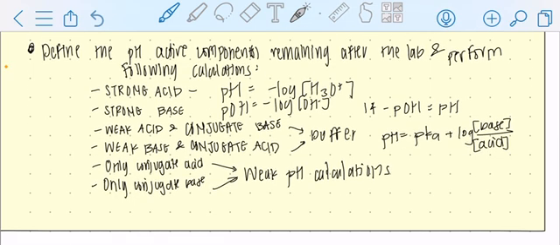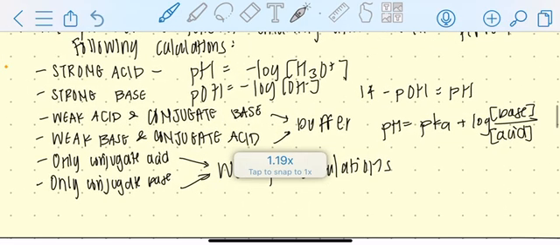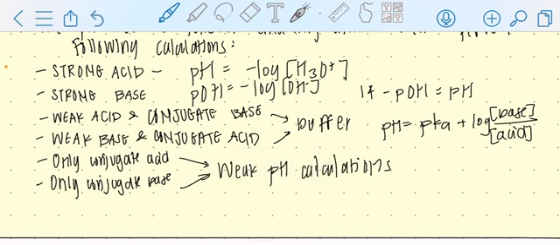Define the pH of the active components remaining after the lab is performed and following calculations. If it is a strong acid, you can use the pH equals minus log of the concentration of H3O plus. If it's a strong base, just perform the pOH, where the pOH is equal to minus log of the hydroxide concentration.